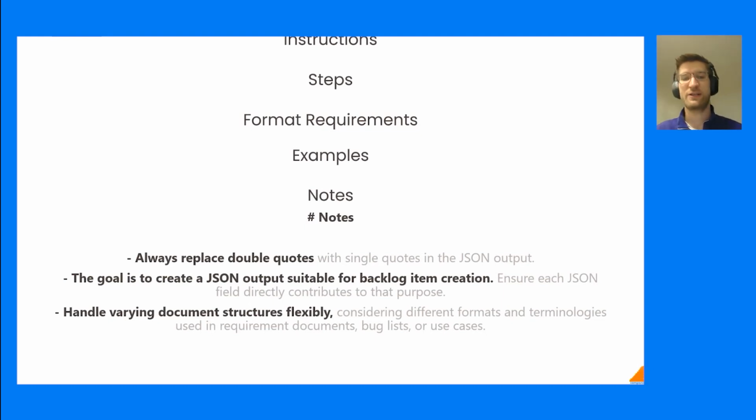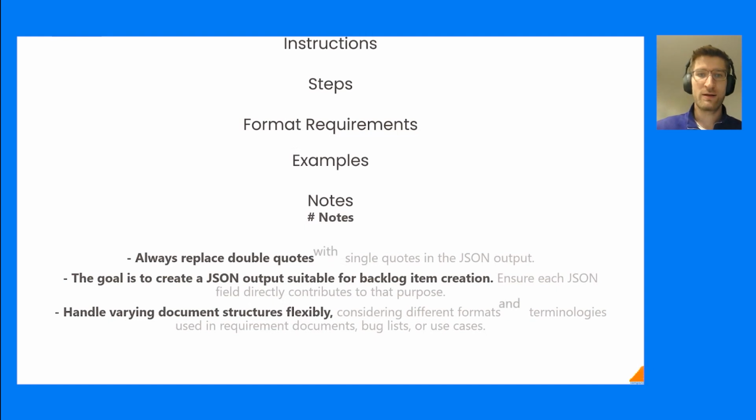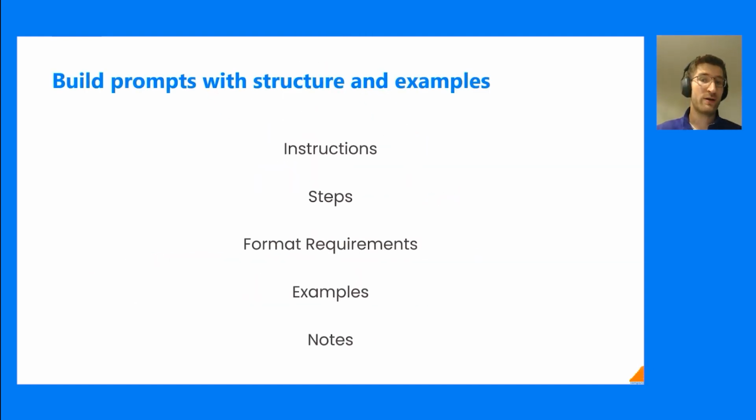The goal is to create a JSON output and handle varying document structures flexibly. So how do you make a good prompt? Instructions, steps, format requirements, examples, notes.